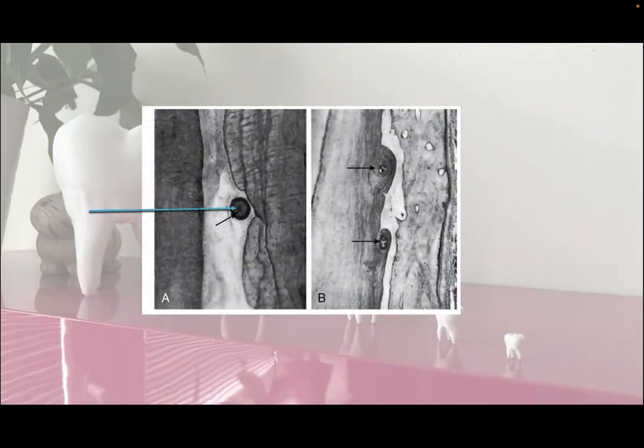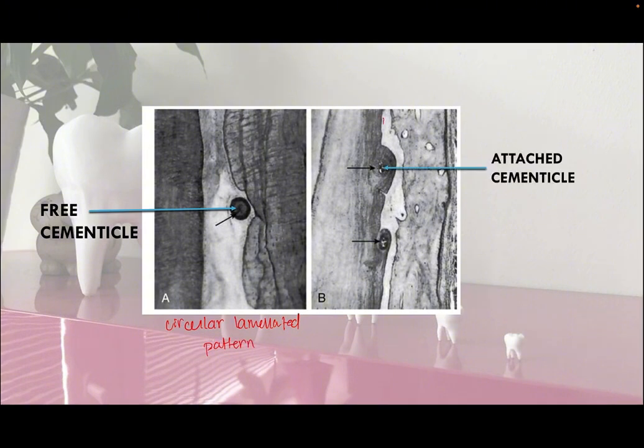So here you can see a free cementicle. A free cementicle has a circular lamellated pattern. And here you can see attached cementicles, which have a roughened globular outline to the root surface.